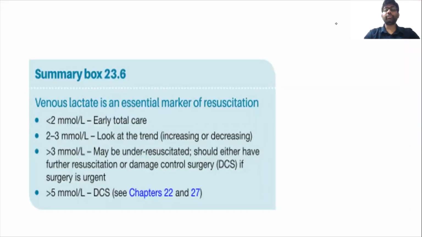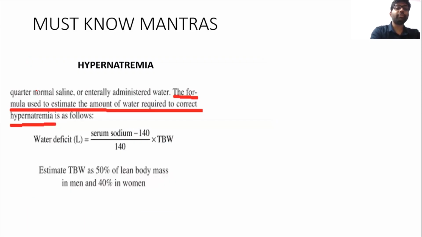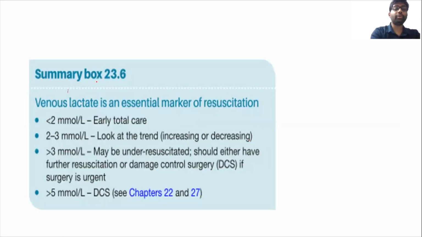There are a few markers of resuscitation. Among them, one of the very important markers is venous lactate, and this table taken from Bailey and Love is very important because this is going to be asked in the exam. Any MCQ might be picked up from here, like if the lactate level is less than 2 millimole, what do we do? 2 to 3, what do we do? More than 3 millimole, what is to be done? And more than 5, what has to be done?